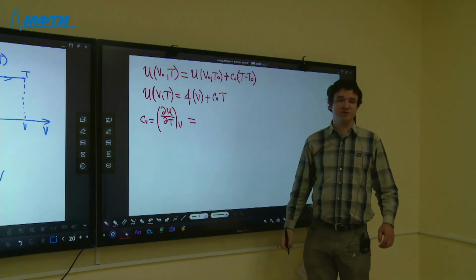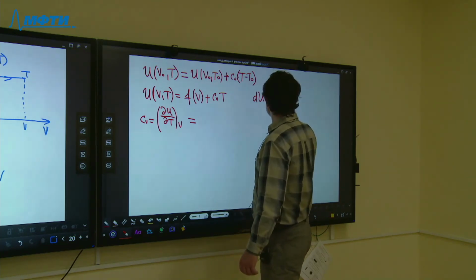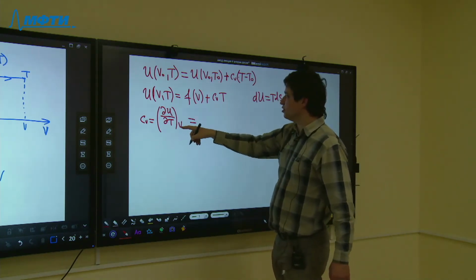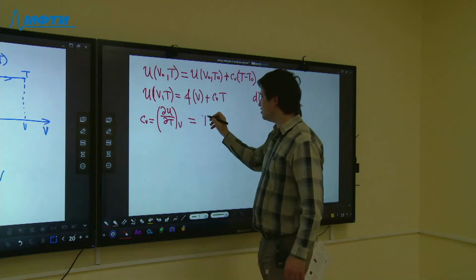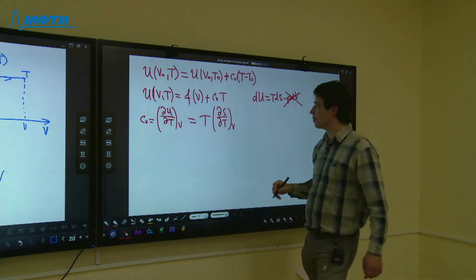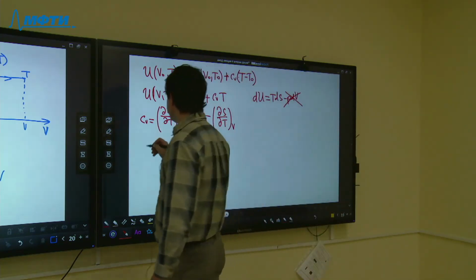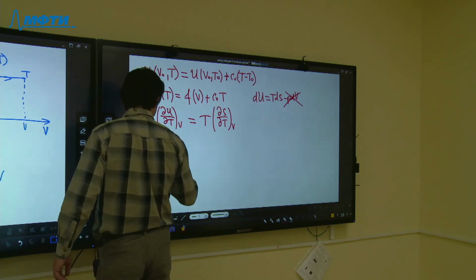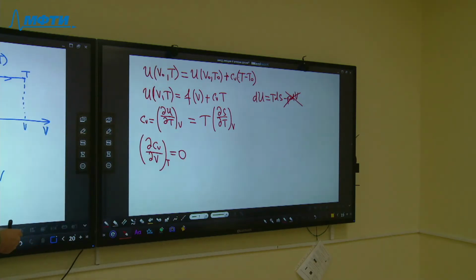Let's express this Cv as a function of entropy. As we know, dU is TdS minus PdV. That's according to the first law of thermodynamics. But if I consider dU at constant volume, this part can be discarded. So what remains here is T times dS over dT at constant volume. But then I can look at how my Cv changes as a function of volume. So we know that dCv over dV at constant temperature, according to the conditions of our problem, is 0, because I have postulated that Cv is constant.